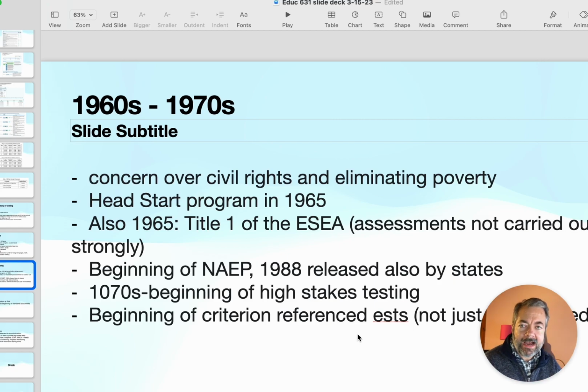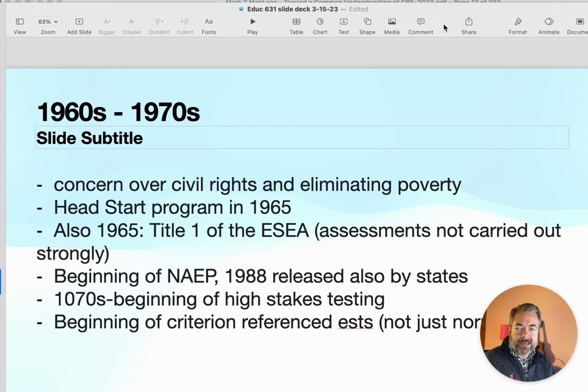All right. Now here's some real testing stuff. By 65, Title I began too. You've heard of Title I, tutoring and work. That actually came from Title I of the ESEA, the Elementary Secondary Education Act. But assessments really weren't carried out very well. We weren't using data to drive anything in those days.